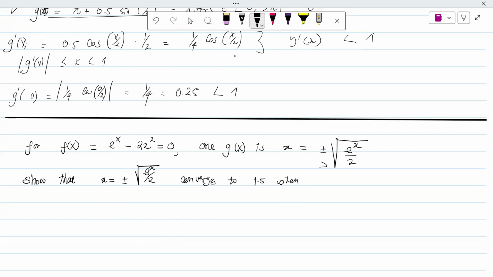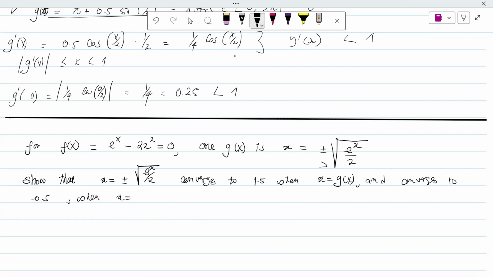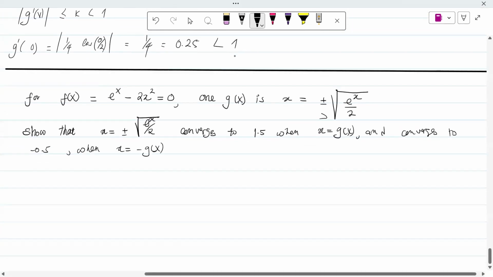when x is equal to g of x. What I mean here is that positive g of x side, and converges to negative 0.5 when x is equal to negative g of x, meaning when this function is negative, right? So that's what you need to show.